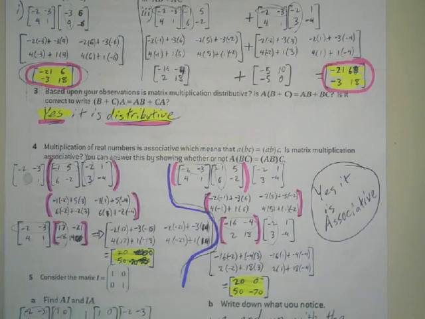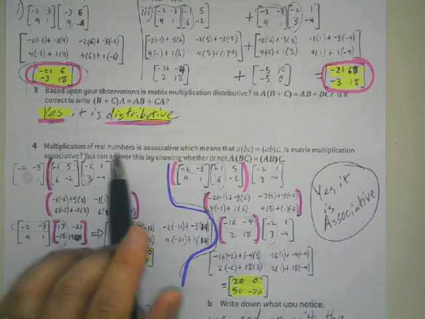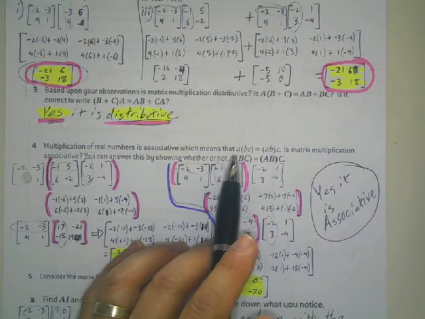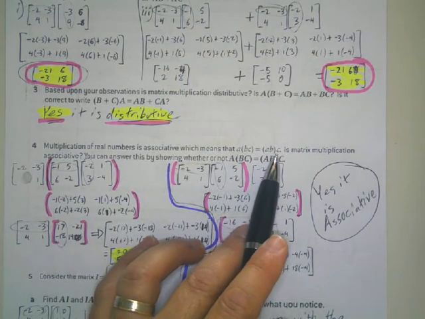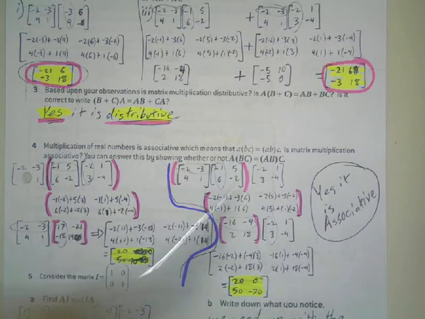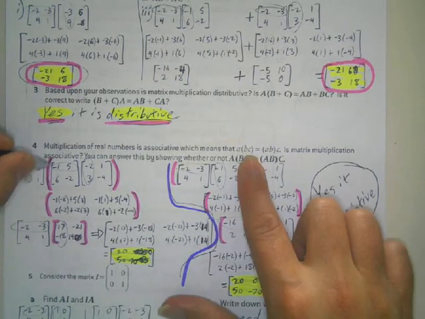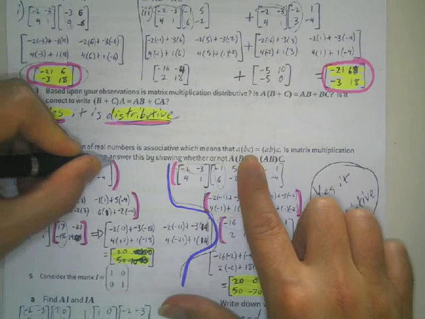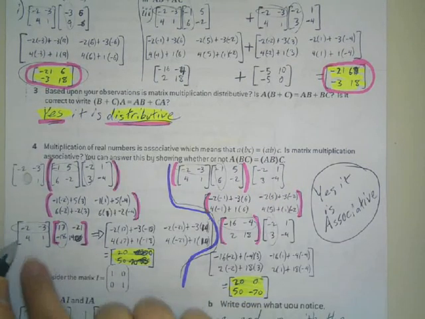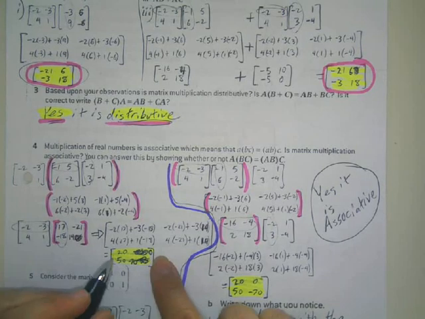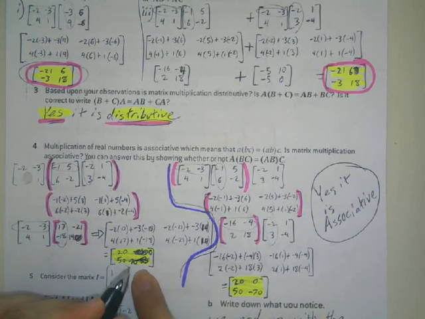Okay, so multiplication of real numbers is associative. So A times B times C is the same thing as A times B times C. So what they wanted you to do is multiply B times C first, and I get this. And if I multiply A times that result, I end up with 20, 0, 50, and negative 70.